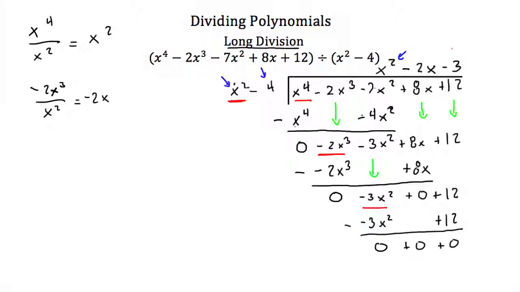Now here I've hit my constant term, and here I have 0, which means I have no remainder. Once I've hit my constant term, I'm done dividing. My solution then is what's above my division sign, or x squared minus 2x minus 3. So that's how you use polynomial long division to divide two polynomials.